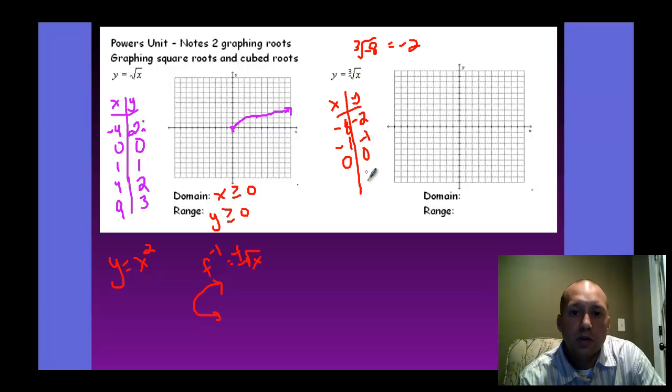The cube root of 0 is 0. The cube root of 1 is 1. The cube root of 8 is 2. So these are the values I would choose. So we have (0, 0), (1, 1), (8, 2), and we have the same values of (-1, -1), (-8, -2). So we have this shape.